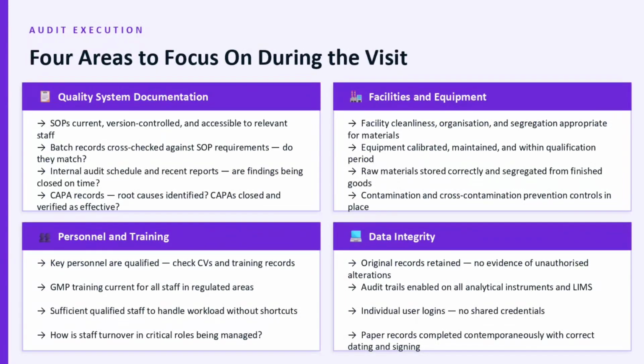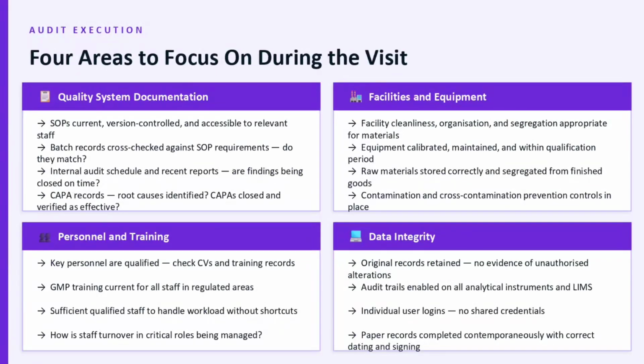Quality system documentation. Check whether SOPs are current, version controlled, and physically accessible to the staff who need them. Cross-check a batch record against the relevant SOP to see if what was documented matches what the procedure requires. Review the internal audit schedule and the most recent audit reports. Are findings being closed on time? Review CAPA records to assess whether root causes are being genuinely identified and whether CAPAs are being verified for effectiveness after closure.